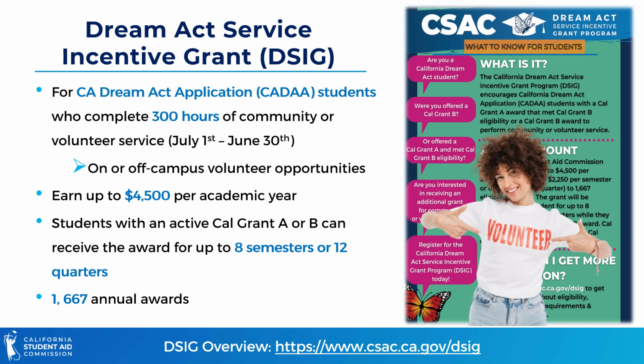The DREAMAC Service Incentive Grant, or DSIG, allows students who file the DREAMAC application to earn up to $4,500 per academic year when they complete 300 hours of community or volunteer service at qualifying organizations from July 1st to June 30th. Students with an active Cal Grant A or B can receive the DSIG award for up to 8 semesters or 12 quarters.